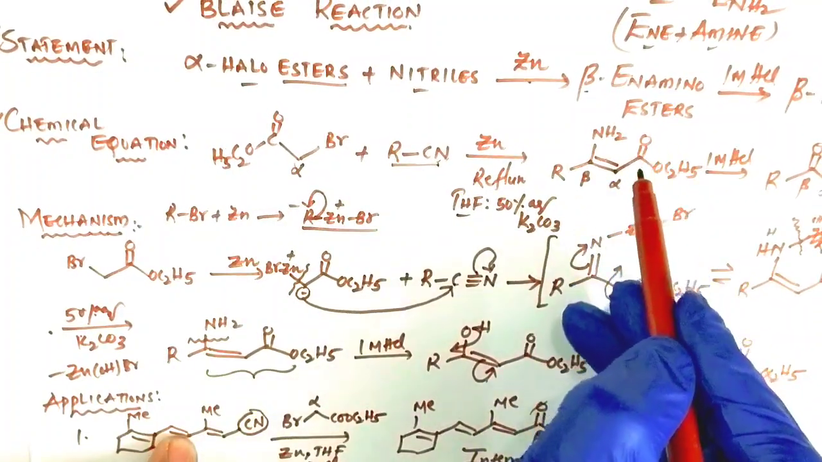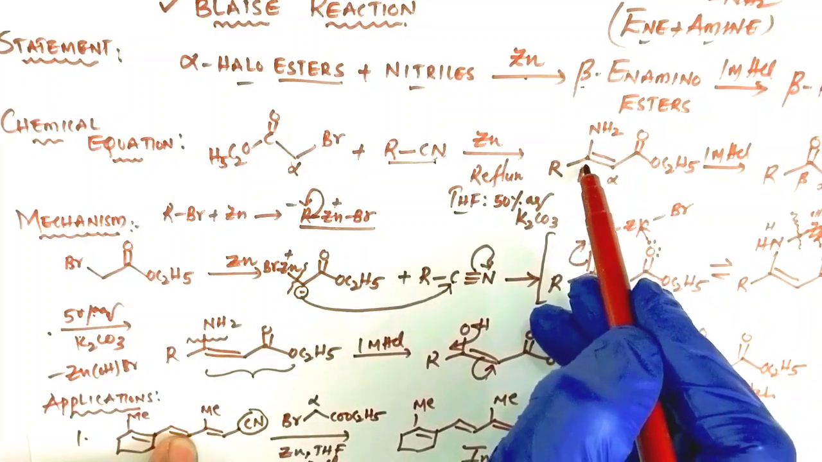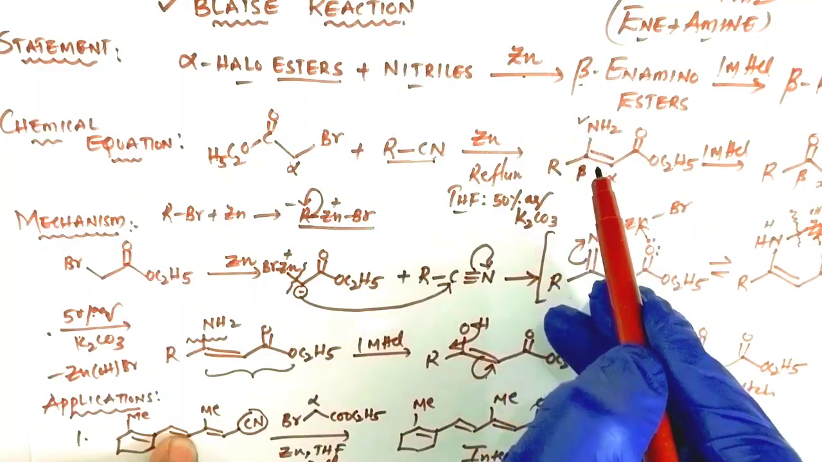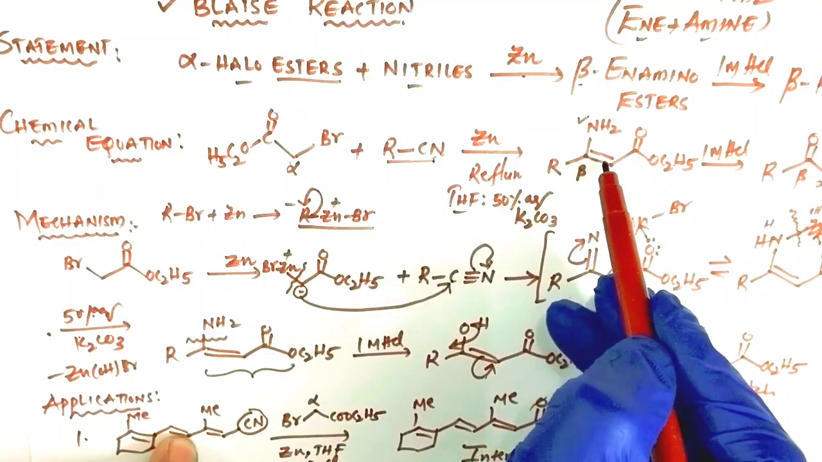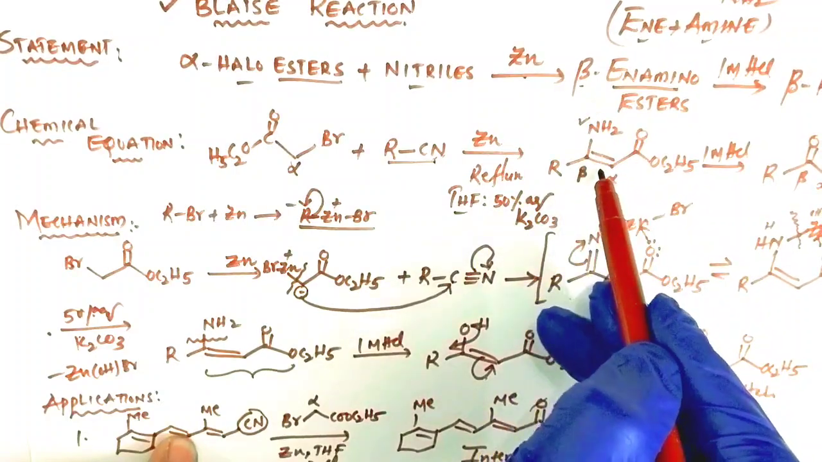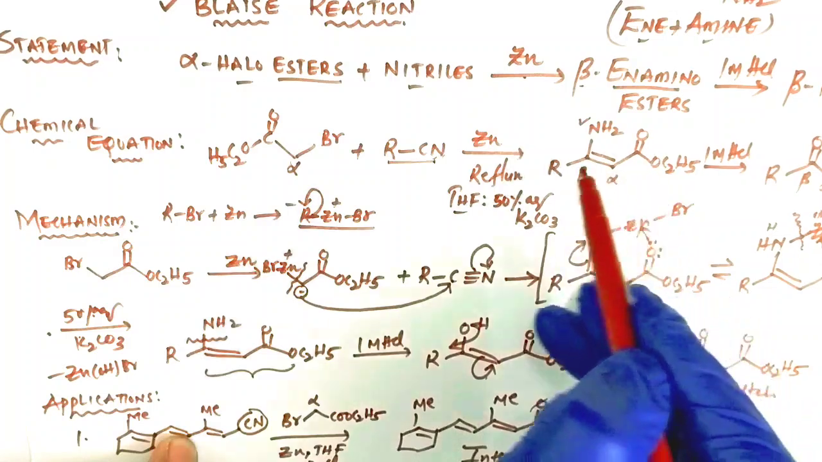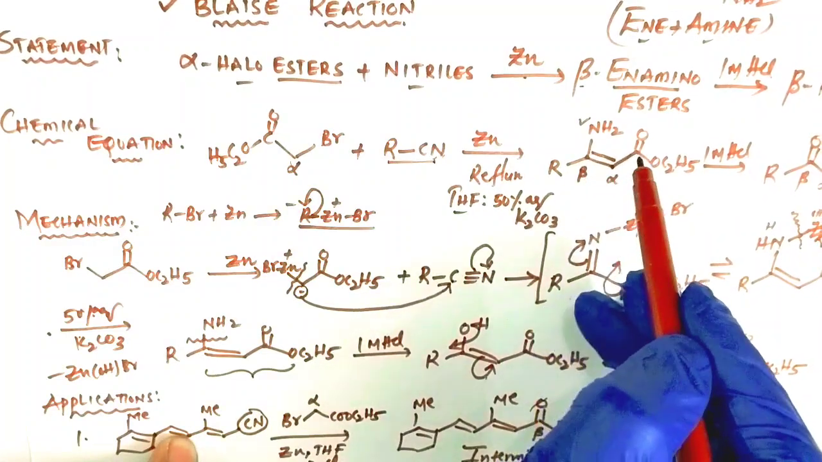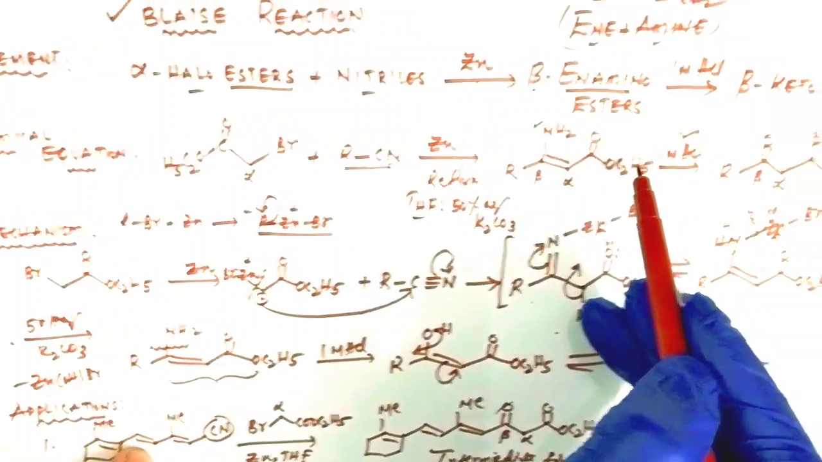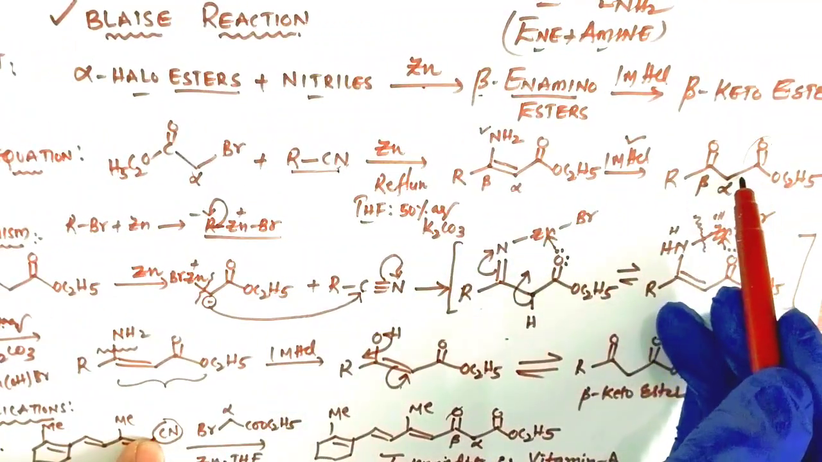See, this is the ester group. With respect to the ester, this is alpha position, this is beta position. At beta position, we have amino group, and the amino group is attached to a carbon-carbon double bond. That's why this is commonly called beta enamino ester. Then it is subjected to hydrolysis with 1 molar HCl, which provides beta keto ester.